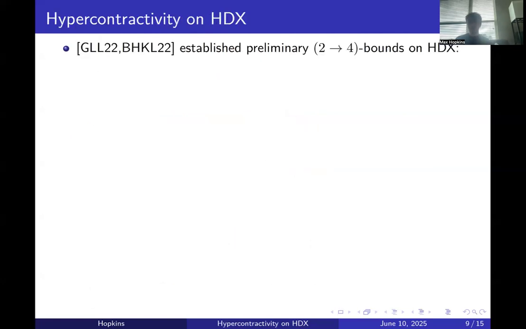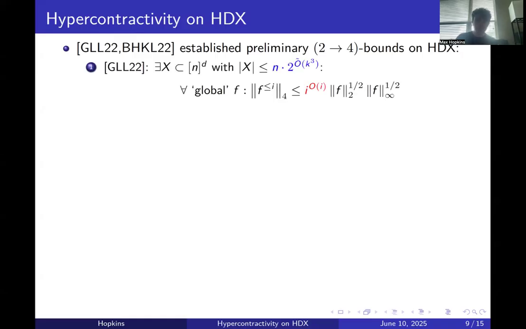What can we say about high-dimensional expanders? Well, in 2022, in independent work, Gur, Lifshitz, and Liu, and Bafna, Hopkins, Kaufman, and Lovett established a preliminary set of hypercontractive inequalities for q equals 4, for the 2 to 4 norm. First, let's look at the results of Gur, Lifshitz, and Liu. They proved that for a certain type of high-dimensional expanders, which have sparsity roughly n times 2 to the O of k cubed, so a very, very sparse object, for all global functions the 4 norm of the low-degree component is at most I to the I times some function of the 2 norm and an L infinity norm of f.